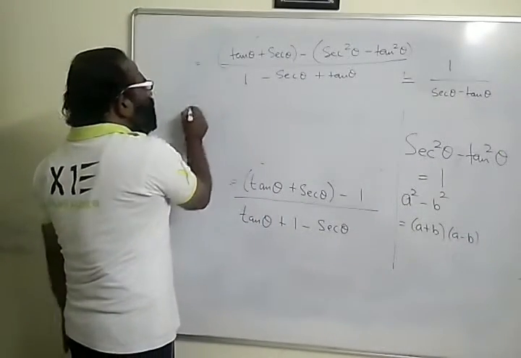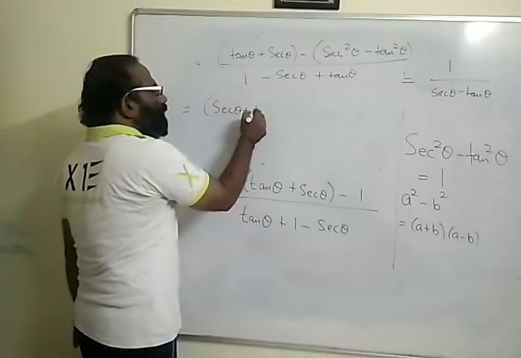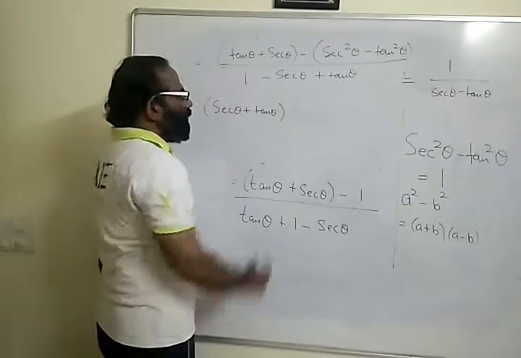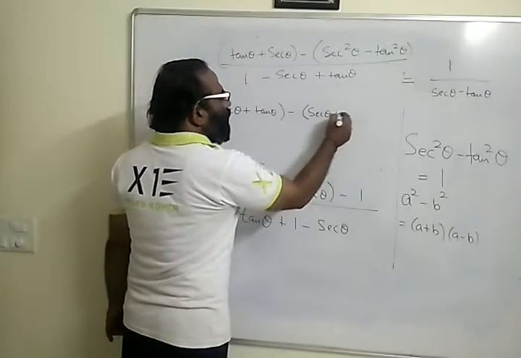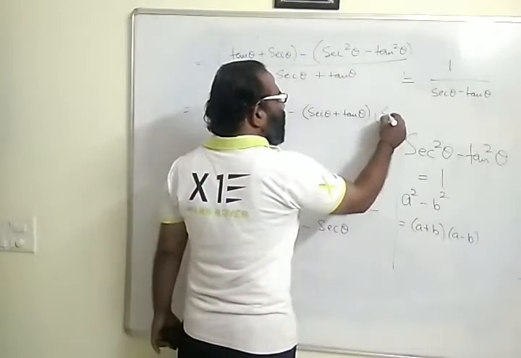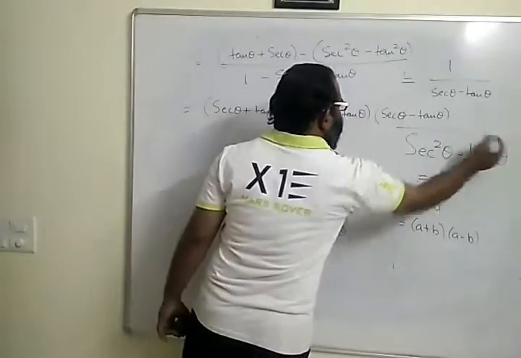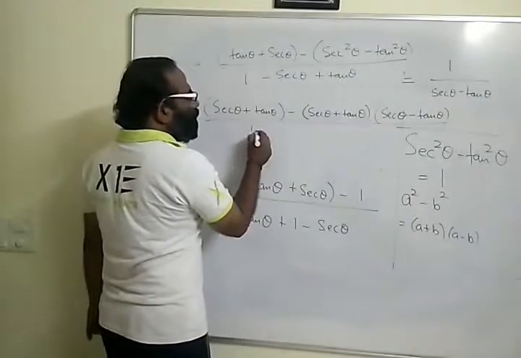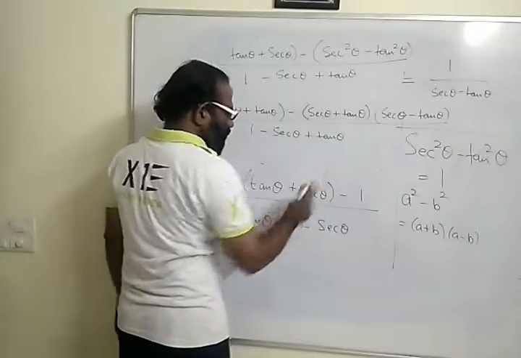Along with that, let me do one more thing. Tan theta plus secant theta, let me write it as secant theta plus tan theta. Because it is in that order over here, let me also keep the same order here. Minus a squared minus b squared, I get secant theta plus tan theta into secant theta minus tan theta, by 1 minus secant theta plus tan theta.